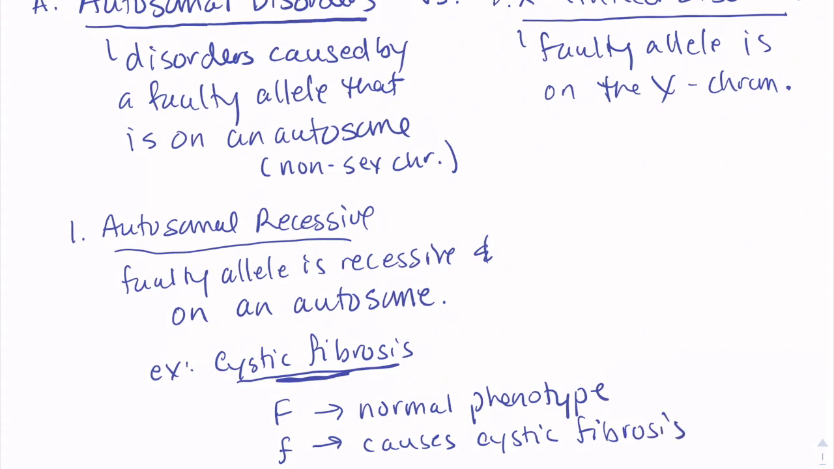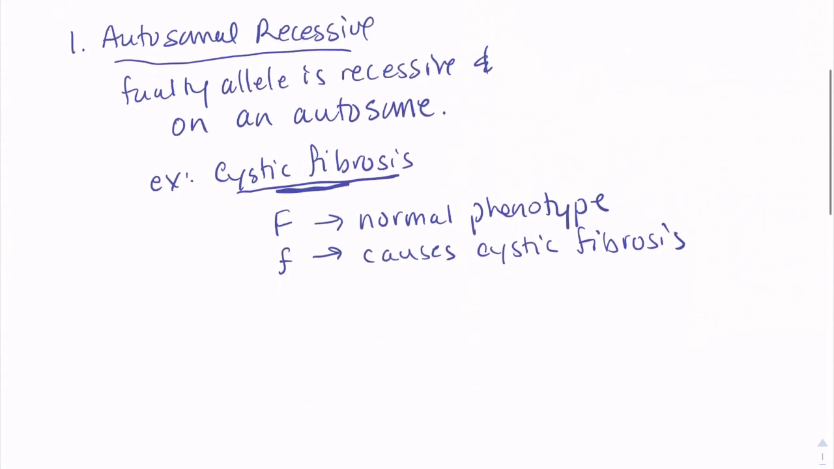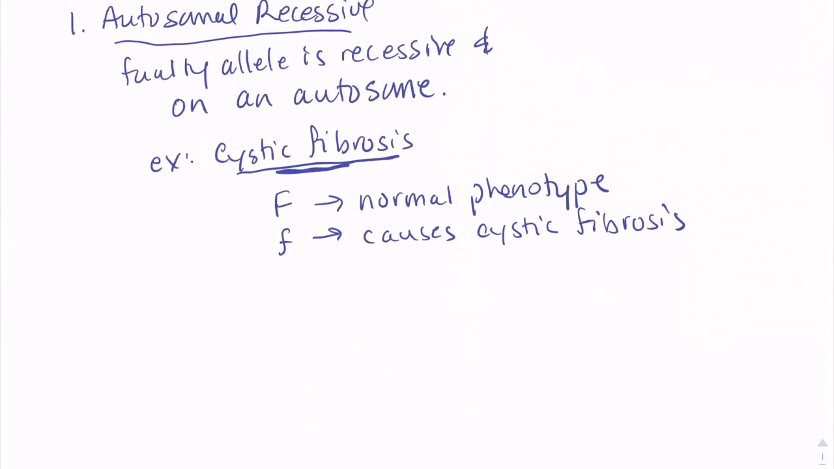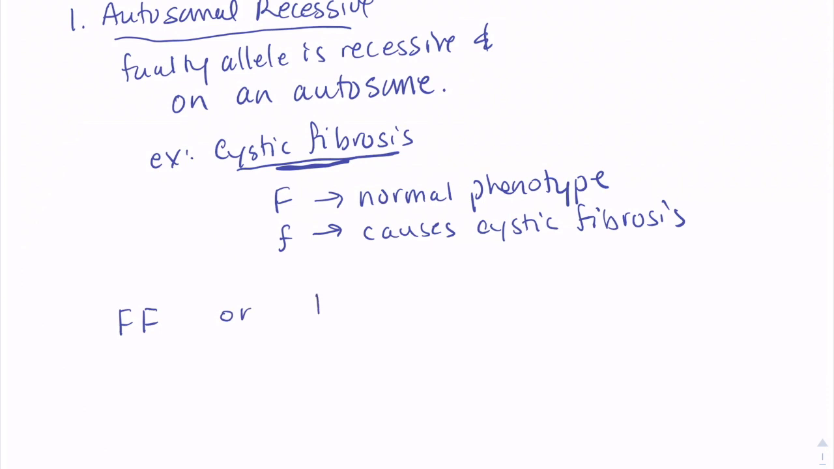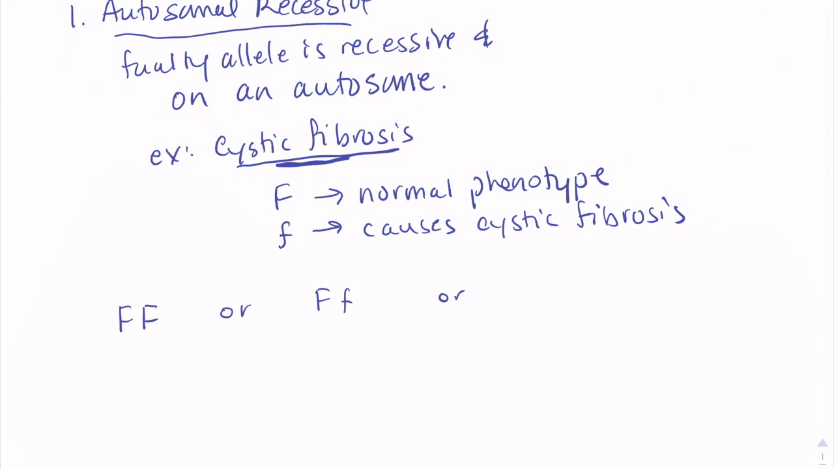So because this is an autosomal disorder, everyone's going to have two F alleles, right? And the possibilities are an individual could be homozygous dominant, or an individual could be heterozygous, or an individual could be homozygous recessive. Now think about it. Who's going to have the disorder?